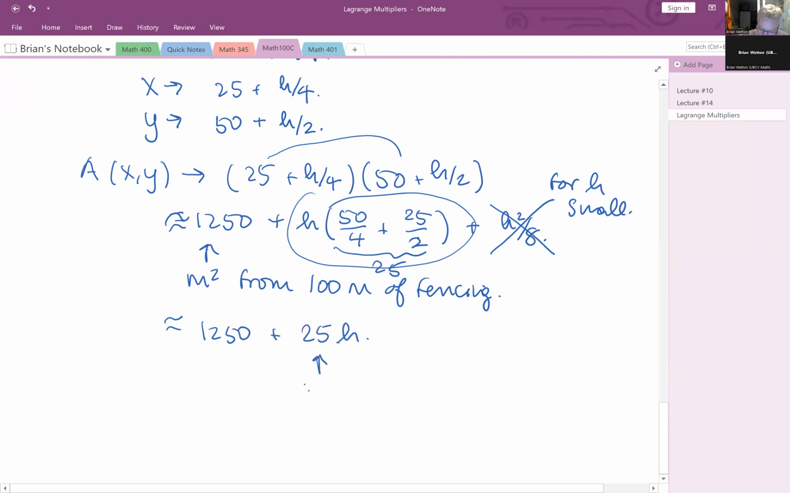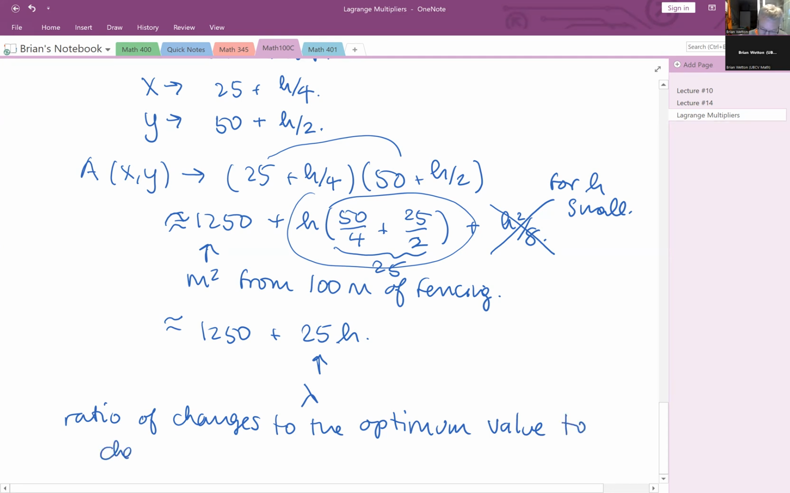Well, this is the value of lambda that we came up with. And so now we have the interpretation of what this Lagrange multiplier is. It's the ratio of changes to the optimum value to changes. Maybe I should put marginal changes in the constraint value.